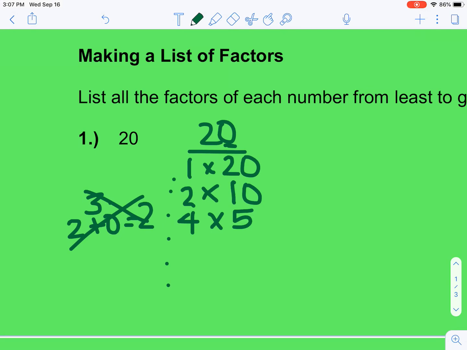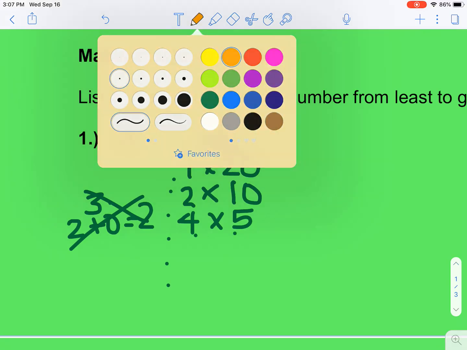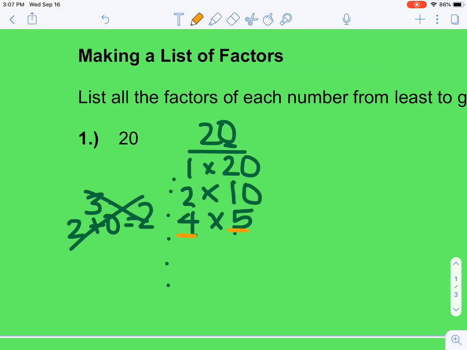Now, here's my hint to you. When our two numbers right here, we have a 4 and we have a 5, are right next to each other, I am done. Because I could continue. 5 times what gives me 20? 4. Oh, but look, I already have that one.